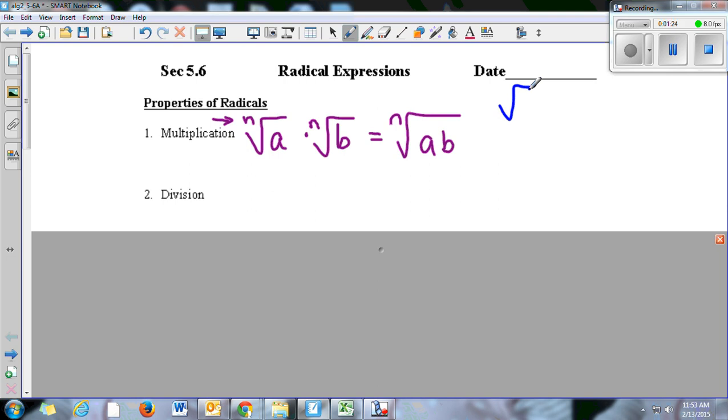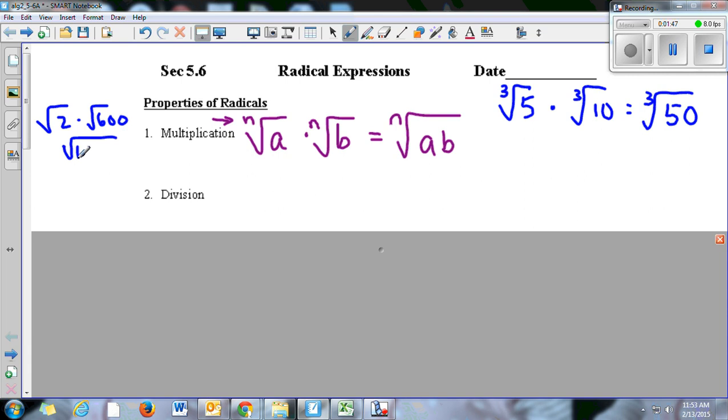If I had the cube root of 5, and I wanted to multiply that by the cube root of 10, because they're both the cube root, I can actually call that the cube root of 50. If I had the square root of 2 times the square root of 600, I could call that the square root of 1200. And so that's what the multiplication property of radicals allows you to do.